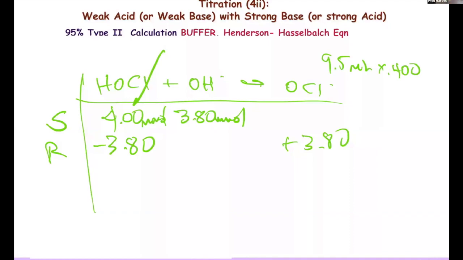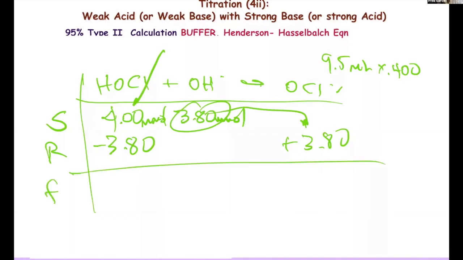HOCl takes the hydrogen from 3.8 millimoles, and then that 3.8 millimoles that reacts now converts over to its conjugate. That's why these two are always equal. Okay, because the hydroxide will convert that many acid into its conjugate. What remains now, finish, is 0.2 millimoles. And this will be 3.8. Hey, this is still a buffer situation. This is still a buffer.